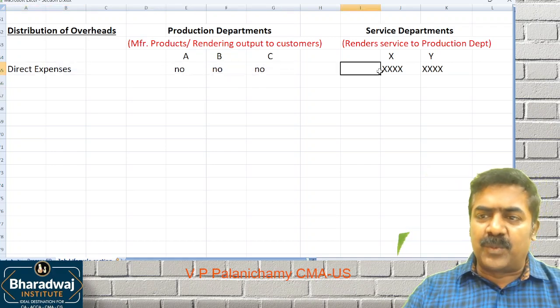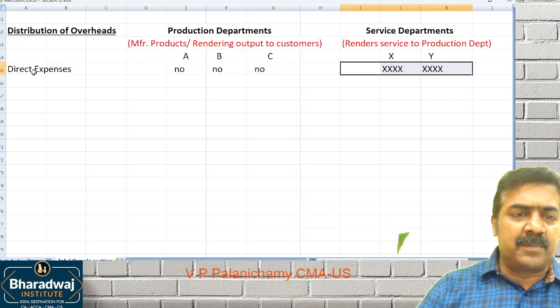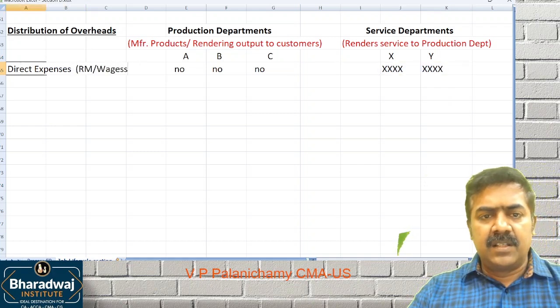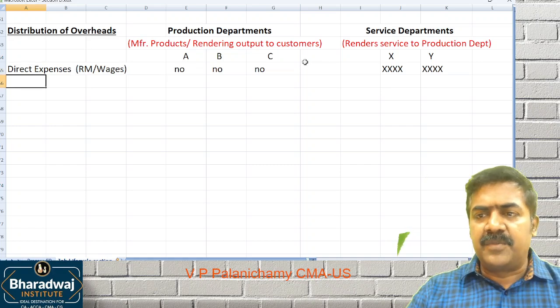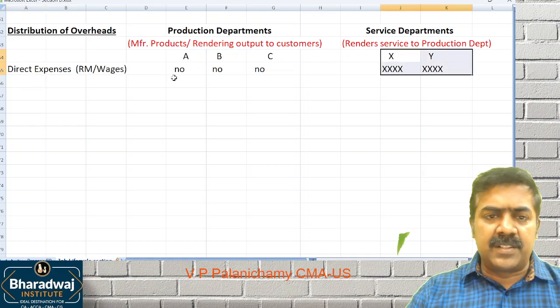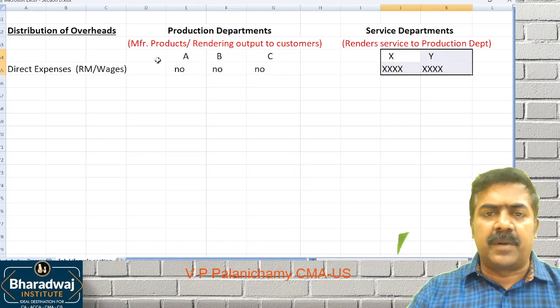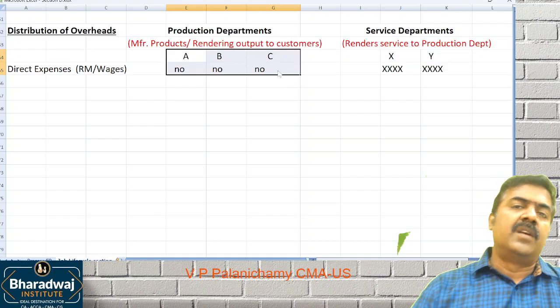Take direct expenses of only which department? Service department. It can be material or wages, any expenses of which department we take? Direct expenses we allocate directly. We allocate directly to which department? Service department, and not to production department.